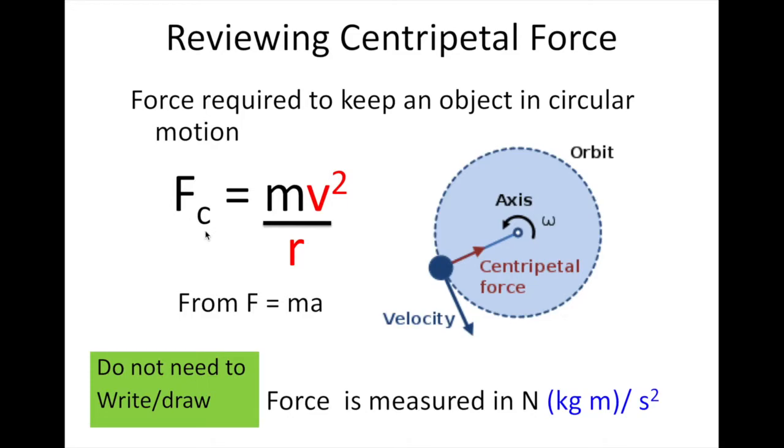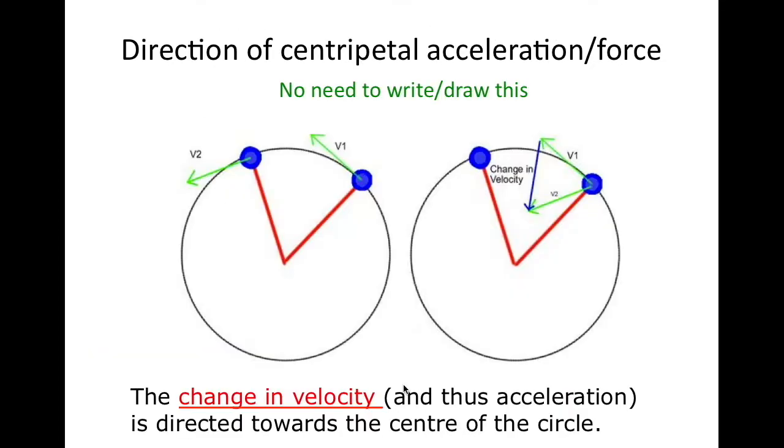So remember that the centripetal force, denoted by the big F sub c, equals mass times velocity squared all over r. And this equation comes from force equals mass times acceleration, where the acceleration here is v squared over the radius to denote that we are going in a circular motion. Remember that force is measured in newtons, which is a kilogram meters per second squared.